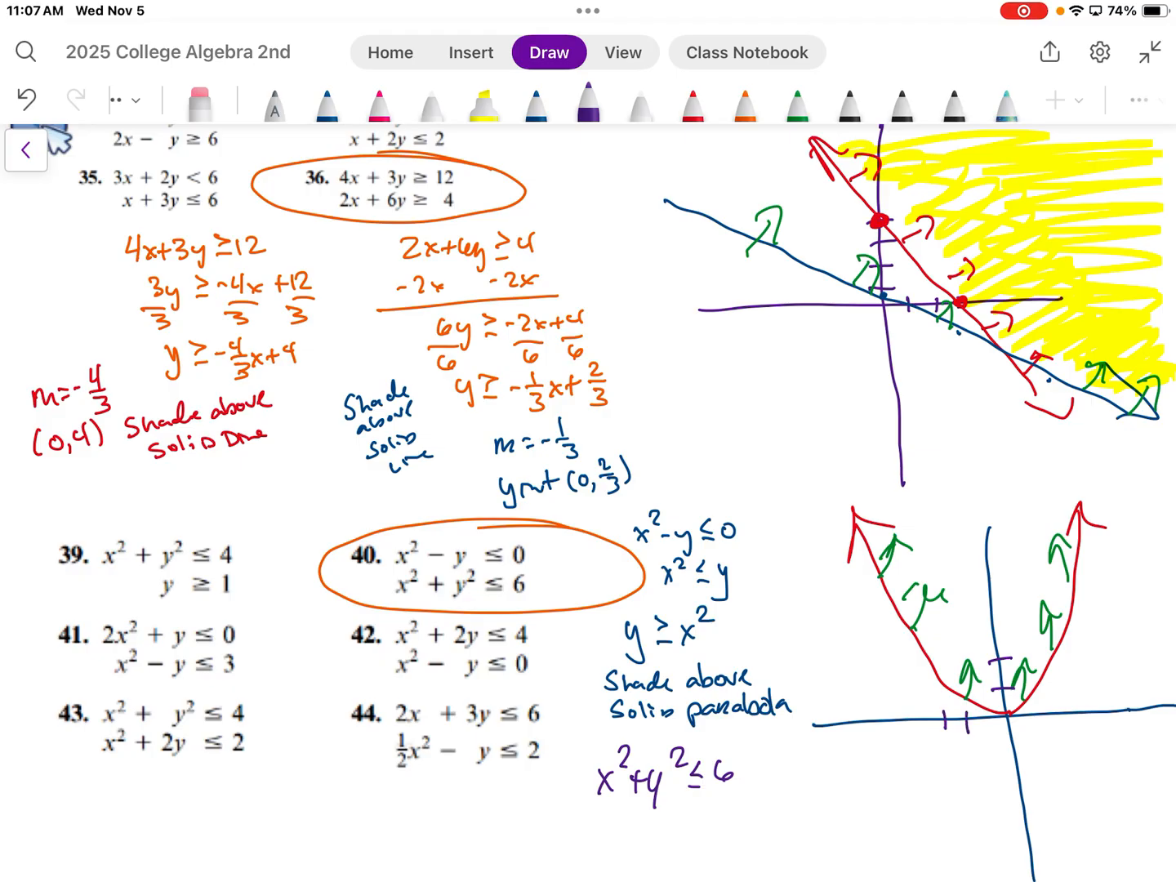So the square root of 6 is like 2.4-ish. So about almost 2.5. So when you go to draw your circle on the next one, you're going a little bit outside the 2's. We have to do a solid circle, and shade inside. So that's inside. And the only place that lines up would be right there. There's my solution zone.